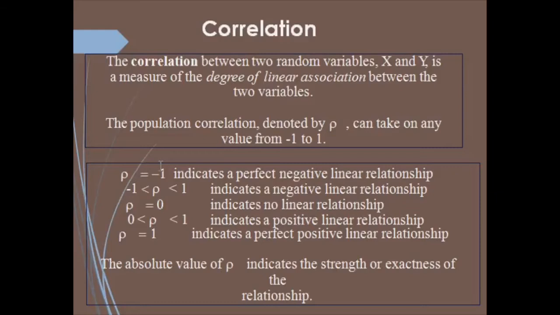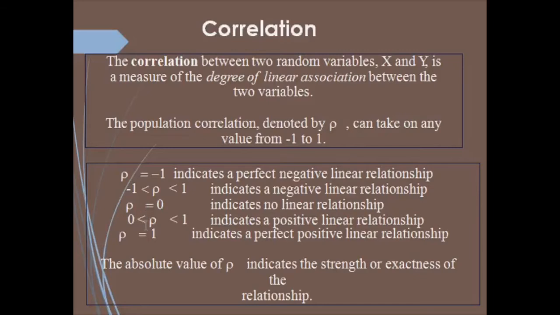Okay, we continue to the next slide. It talks about the correlation. The correlation between two random variables x and y is a measure of the degree of linear association between the two variables. The population correlation, denoted by rho, can take on any value from -1 to +1. If rho equals -1, it indicates a perfect negative linear relationship. If rho is between -1 and 0, it indicates a negative linear relationship. If rho equals 0, it indicates no linear relationship.